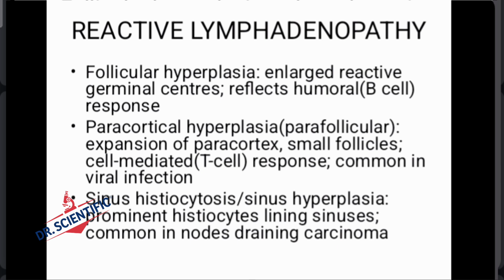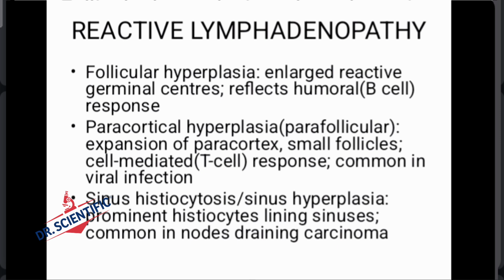Then there is sinus histiocytosis or sinus hyperplasia. In this case, there are prominent histiocytes lining the sinuses. So they are macrophages. Histiocytes also refer to macrophages. So there are a lot of macrophages lining the sinuses. Sinuses are those spaces within the lymph nodes. So this one is common in nodes that are draining carcinoma, mainly where there is metastatic carcinoma coming into that particular part.